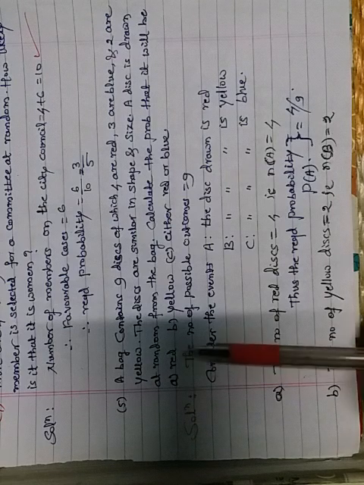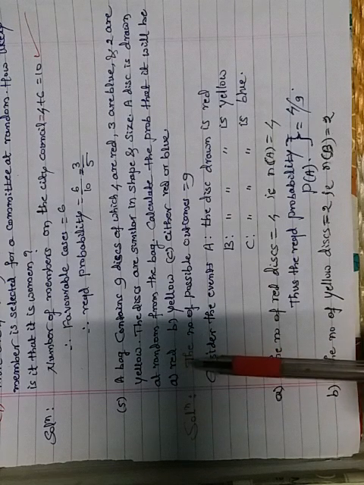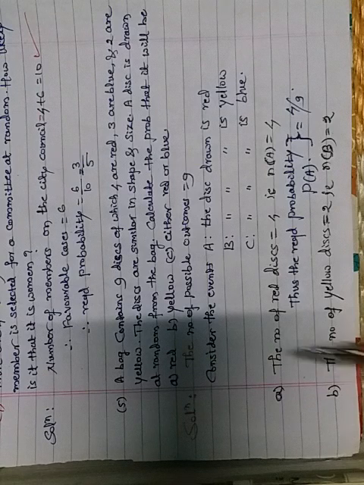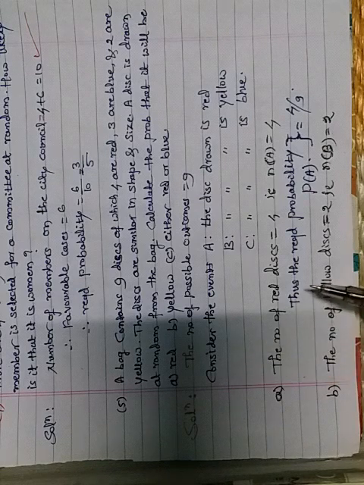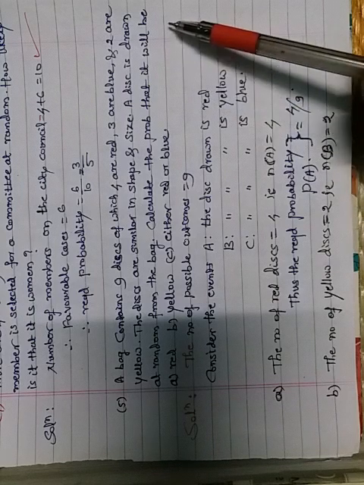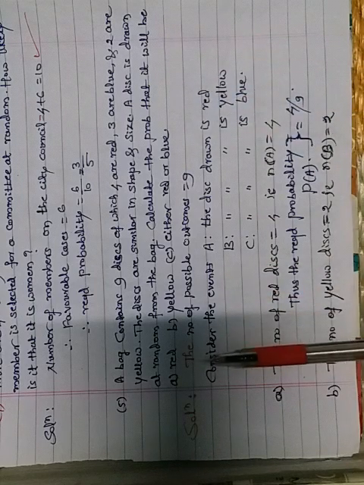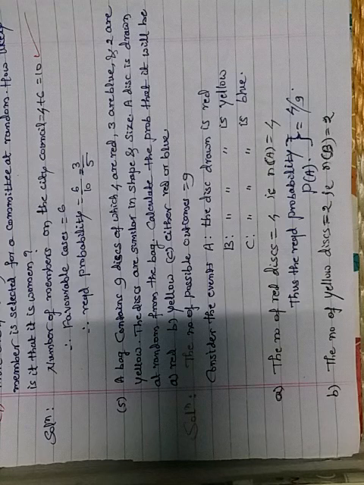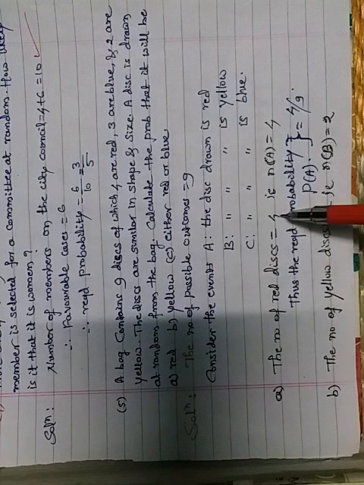But the first question he has is: what is the probability of drawing a red disc? What is the required question? Calculate the probability that it will be a red color. A disc has red color. Yes, the number of red discs is equal to 4.